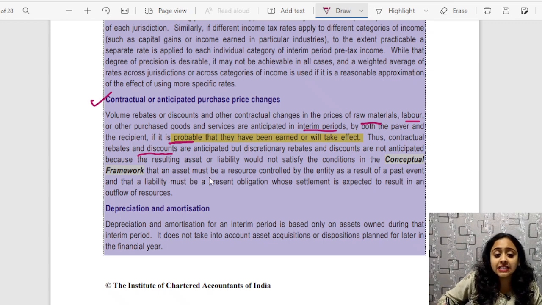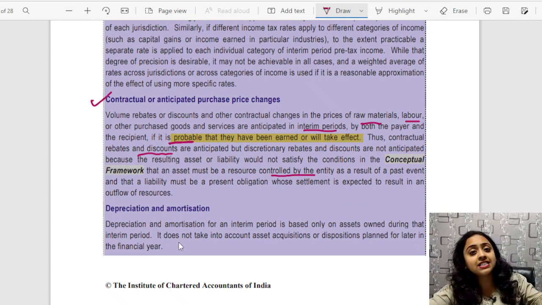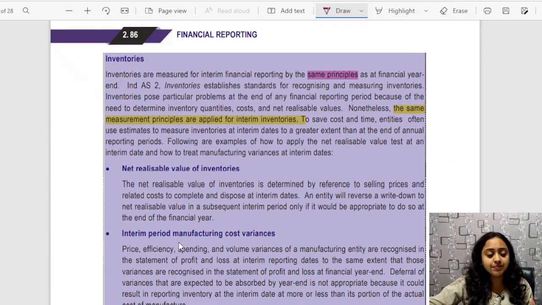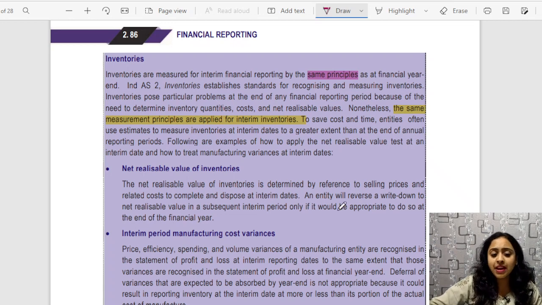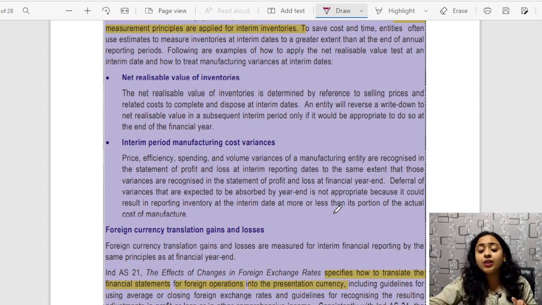Conceptual framework: an asset must be a resource controlled by the entity as a result of a past event, and a liability must be an obligation whose settlement is expected to result in an outflow of resources. Okay, there must be high chances; if high chances are there, then only you will be recording it. Depreciation and amortization, same. Inventories have the same principles. It has to be applied equal to the annual policies. Same NRV will be taken. Interim period manufacturing cost variances, if any, will be recorded, and not anticipated or deferred. It will be recorded in the particular interim period in which it actually occurs.